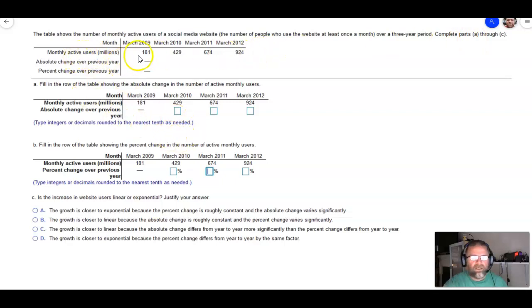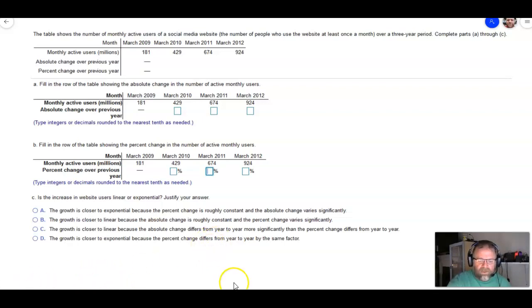All right, so it looks like in March of 2009, we had 181 users. And then in March of 2010, a year later, we had 429 users. A year later, 674. And a year after that, 924. So the first thing we want to take a look at is the absolute change from year to year. That's just what is the increase or decrease each year. And this is going to help us tell if this is going to be a linear equation, that means like one that makes a straight line, or if it's going to be an exponential equation, that's more of a curve that kind of goes down towards an asymptote.